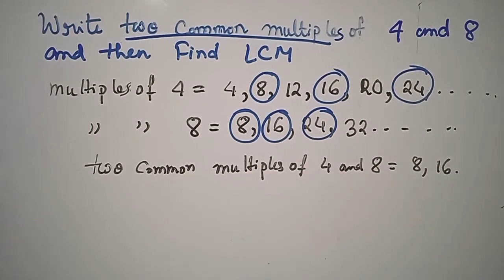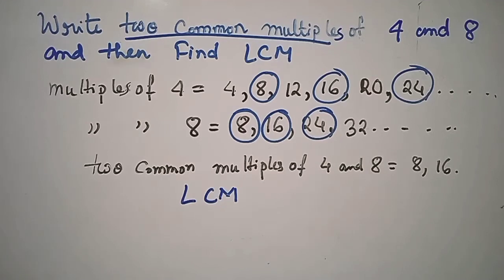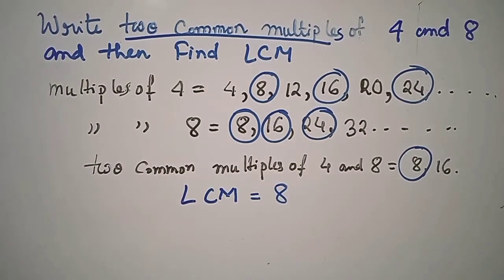Now using this result we have to find the LCM. LCM means the least common multiple. So the least one or the smallest one is 8. So the LCM will be 8. So my answer, the LCM of 4 and 8, is 8. I hope the process is clear. First we have to find the multiples, then the common multiples, and next the LCM. It is similar to HCF, where we find the factors, then the common factors, and after that the HCF, the highest common factor.